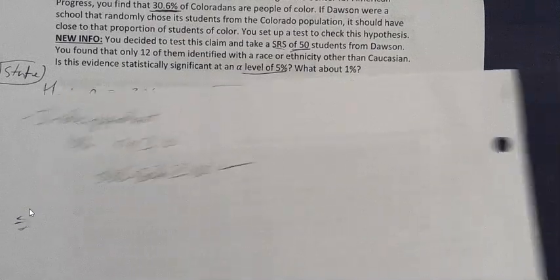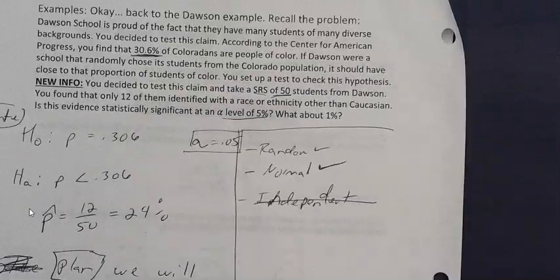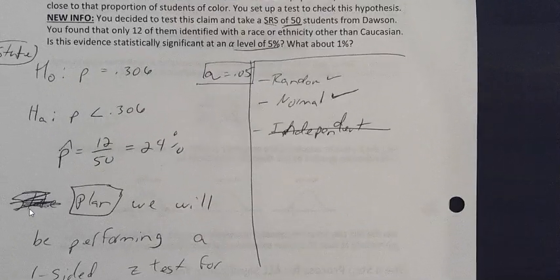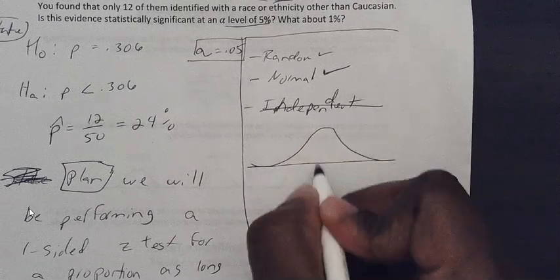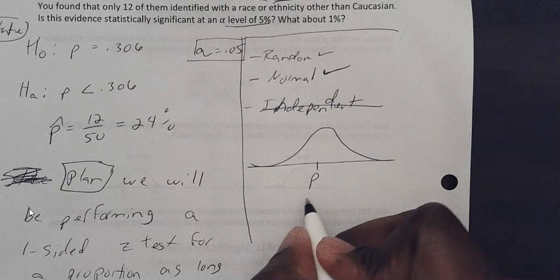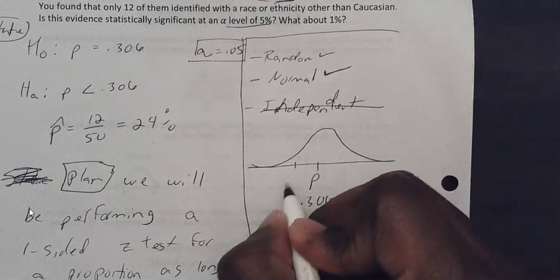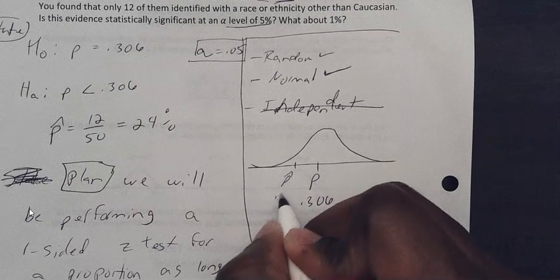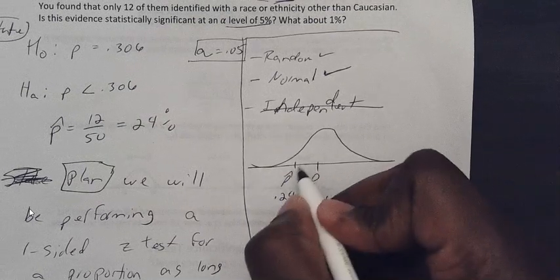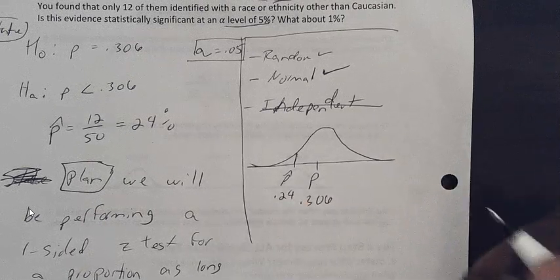So now all that's done, we actually do what we came to do. All right, so what we know for certain is, if I made a bell curve, I assume the population proportion is 0.306, and I know that our p hat value is something less than that, which is 0.24. And I really want to know the probability, what that z-score is there, so I can actually calculate it.